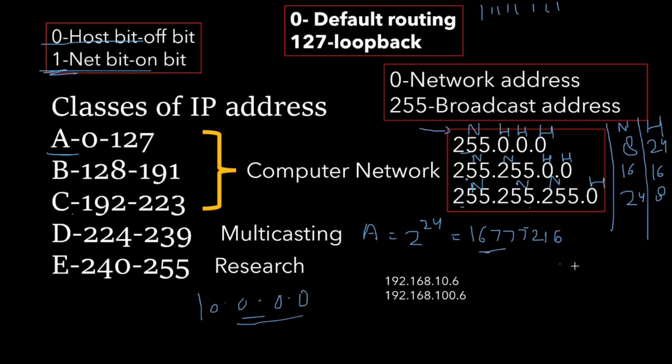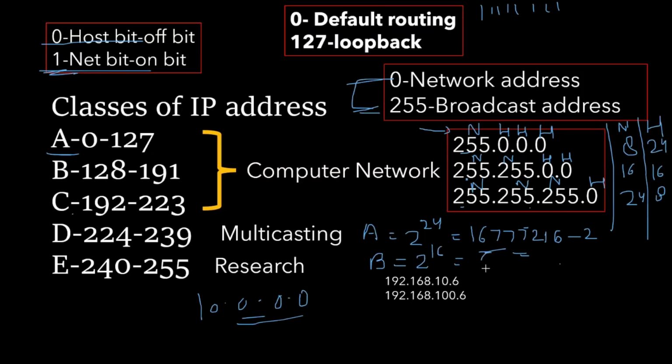And in every network you have to minus 2. Just remember that. Why minus 2? Because 0 and 255 in the last field you can't use. So that's why minus 2. So 1 crore 67 lakh 77,214 hosts you can connect in a single network of class A. Then class B, so class B is 2 power, and here the host bit is 15.